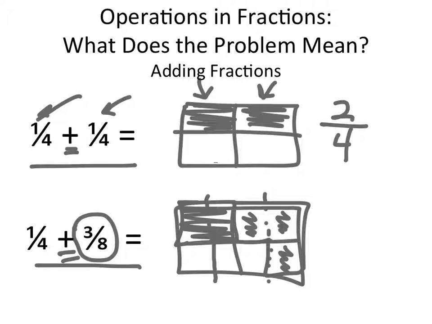If students want to name this answer, they can look at the pieces and say, are the pieces all the same size? If they are, then we can name them. So we have 1, 2, 3, 4, 5 pieces out of 8. So 1/4 plus 3/8 is 5/8. No common denominators, just a picture, so students can see how it works.